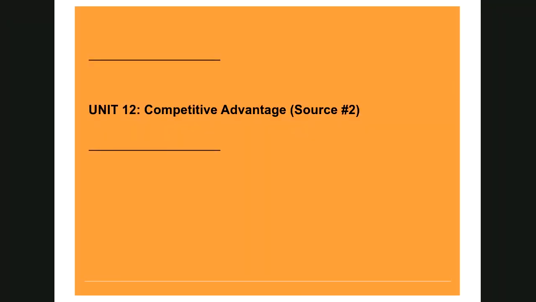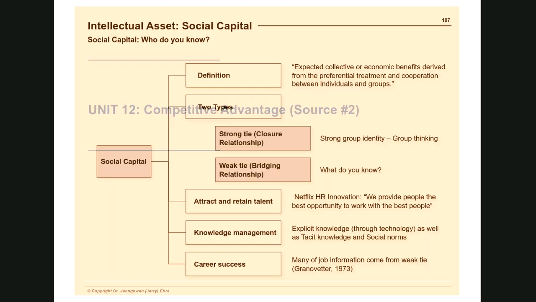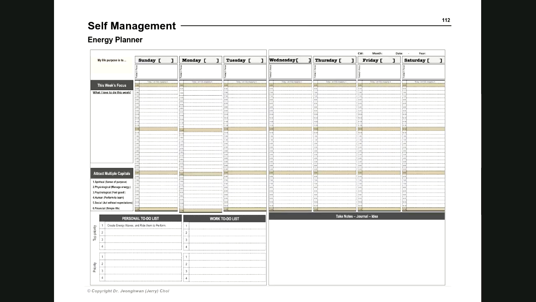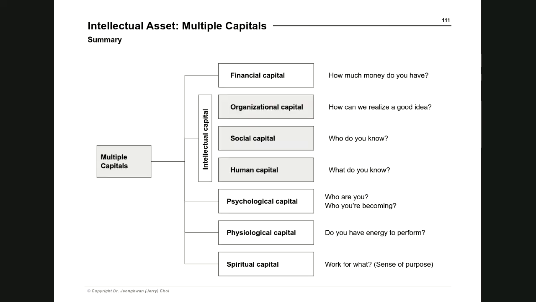We will start. Last week we started talking about competitive advantage. So what is the source of the competitive advantage? Maybe you can remember that I proposed multiple capitals and core. Okay, so what is the purpose of the strategy?